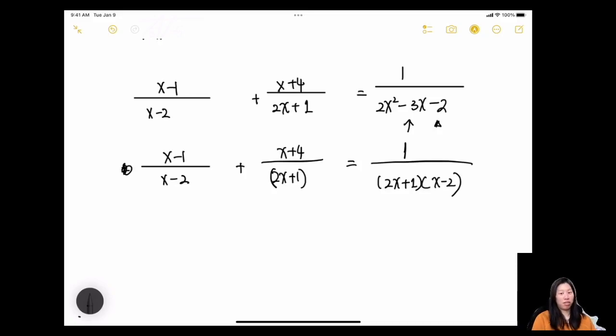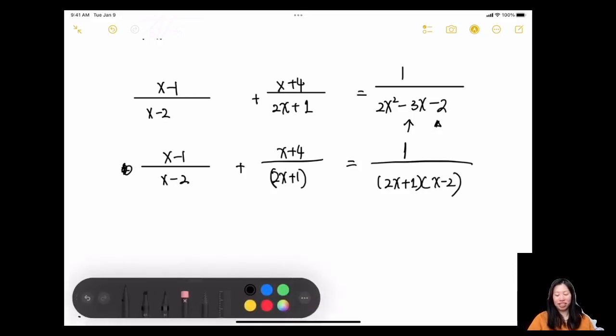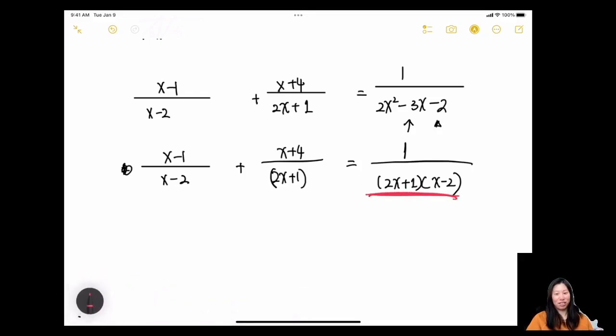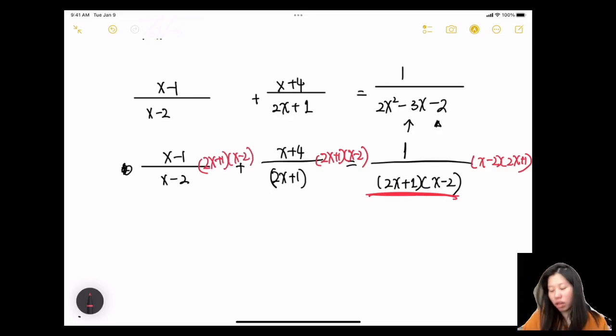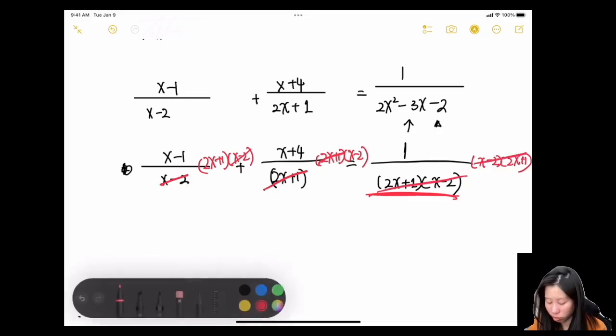So what's the common factor? Really obvious. It's this guy, right? 2x plus 1 times x minus 2. So that means we need to multiply this guy on every term. Okay, now we can simplify it. They both have x minus 2 for the first term. We cross cancel the second one. The third one is the easiest one.